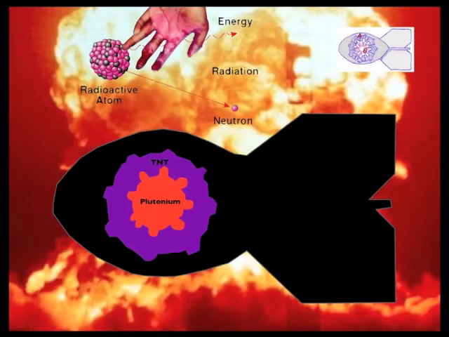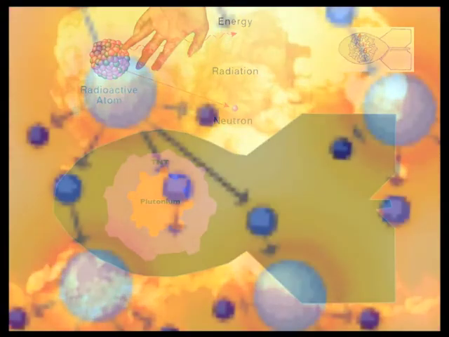The force of this TNT explosion causes the plutonium to become very dense. This is called its critical mass. Plutonium is so densely packed that the neutrons escaping from the plutonium cannot escape without bumping into another plutonium atom. When they hit another atom, they cause that nucleus to break down too, whether it was ready to or not.